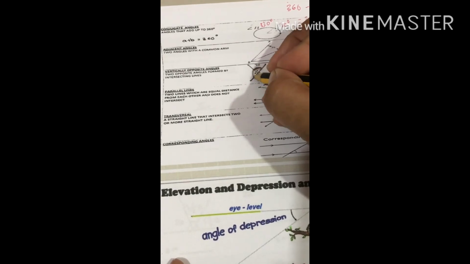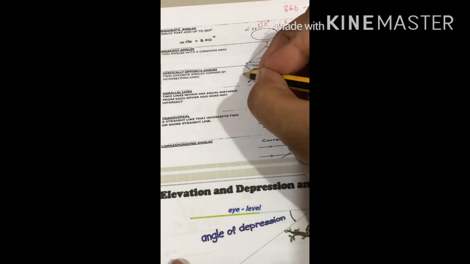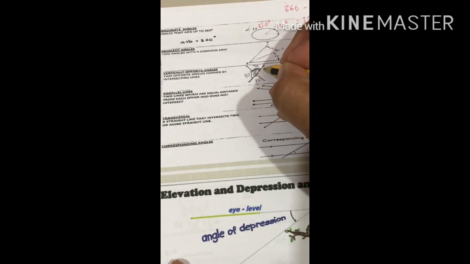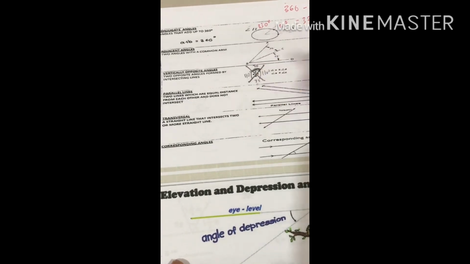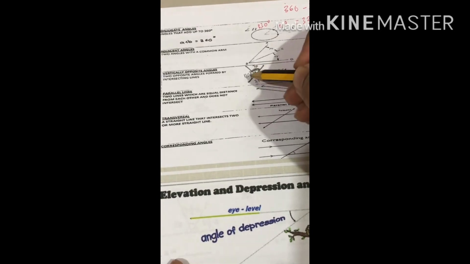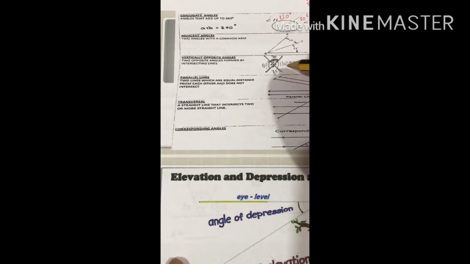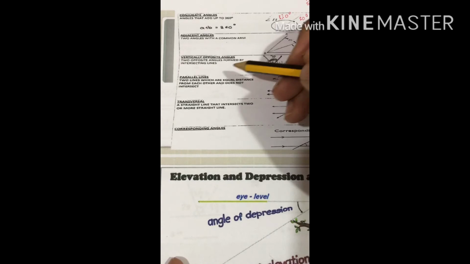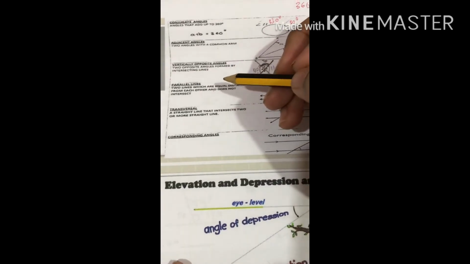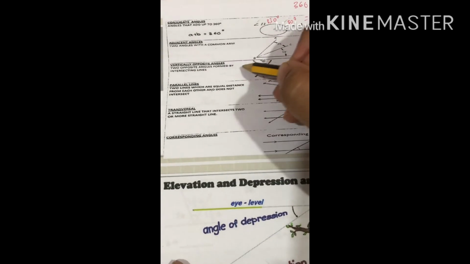Then here, if this is 110, then the opposite angle is also 110. Like that. So opposite angles must have the same angle. Okay, 70, 70, 110. So this one we call vertically opposite angles: two opposite angles formed by intersecting lines. So if lines cross like this, we call them intersecting lines.